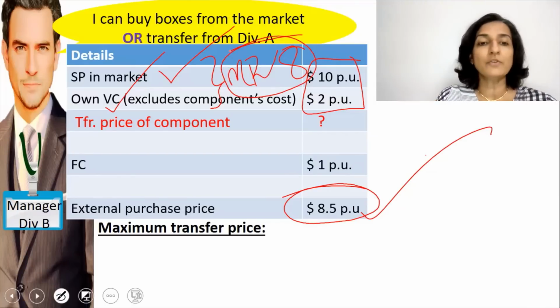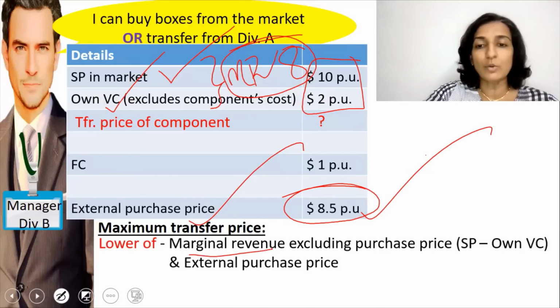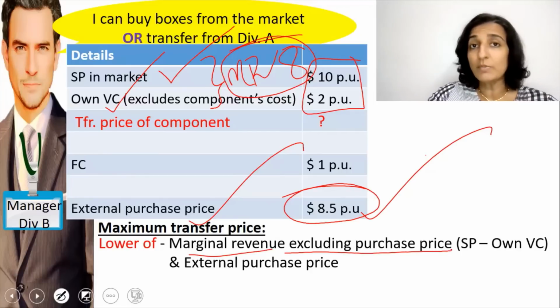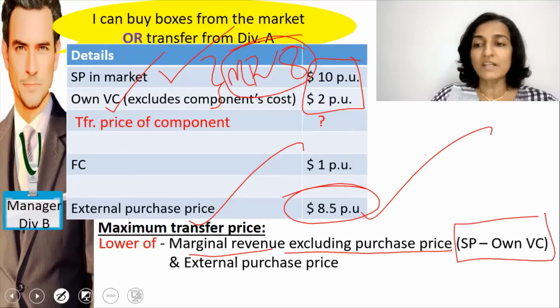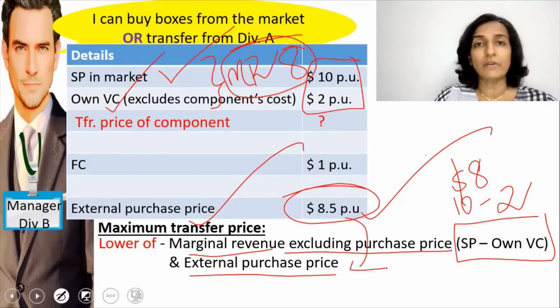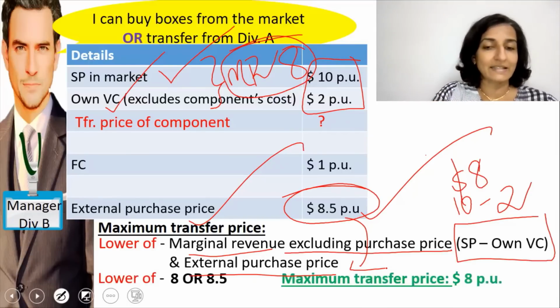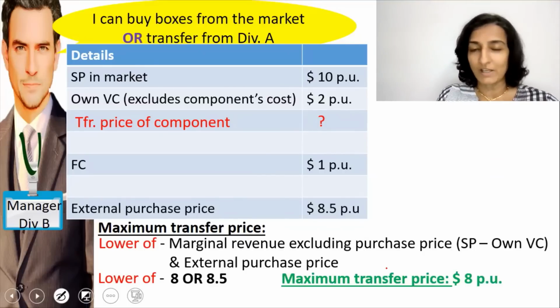So as a formula, if you have to remember, the maximum transfer price is the lower of the marginal revenue, excluding the purchase price of the component that you're transferring, which is calculated by selling price minus own variable cost. In this particular case, it is 10 minus 2 or $8. And then you compare it with the external purchase price. In this case, it is $8.5. Whichever is lower, you will select that. So in this case, $8 is lower. So we will select $8 as the maximum transfer price.